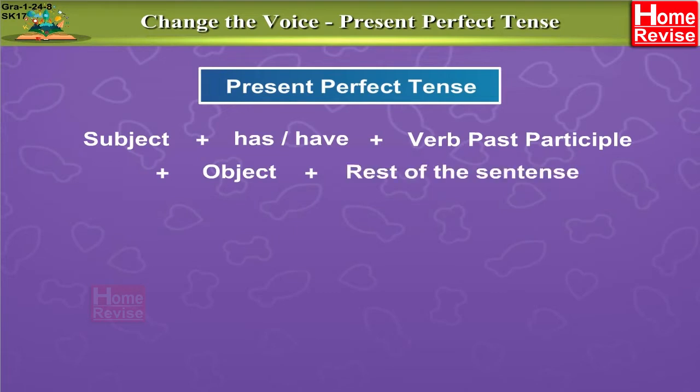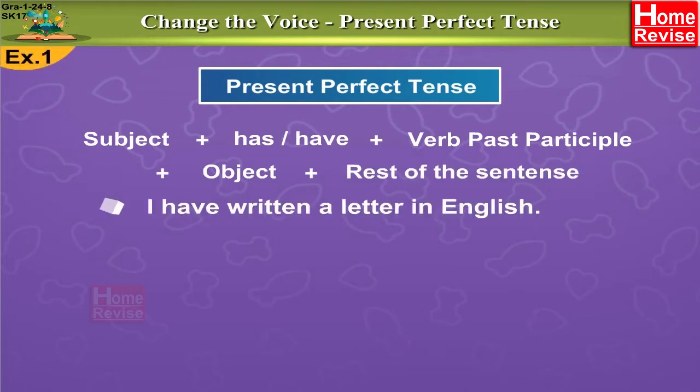rest of the sentence. Let's take an example. I have written a letter in English. This is an active voice in the present perfect tense. Now we have to change it into a passive voice, as we know how to identify the object, asking the question, what have I written? A letter. So the object is a letter.